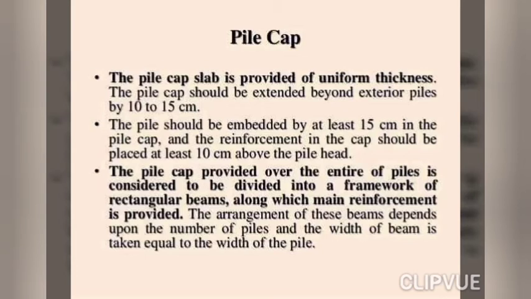The pile cap provided over the entire group of piles is considered to be divided into a frame of rectangular beams along which main reinforcement is provided. The arrangement of these beams depends upon the number of piles, and the width of beam is taken equal to the width of the pile.